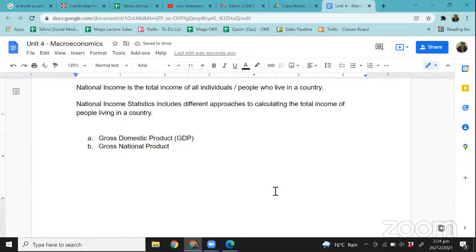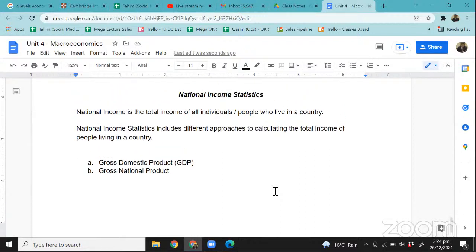Now, is everything clear? National income is the total income of all people who are living in a country, as simple as that. So if I say what is India's national income, I mean all the people in India collectively, how much do they make in 1 year? Normally it's for 1 year. Similarly, if I say what's the national income of China, that would include the incomes of all the people who are living in China, right? Okay.